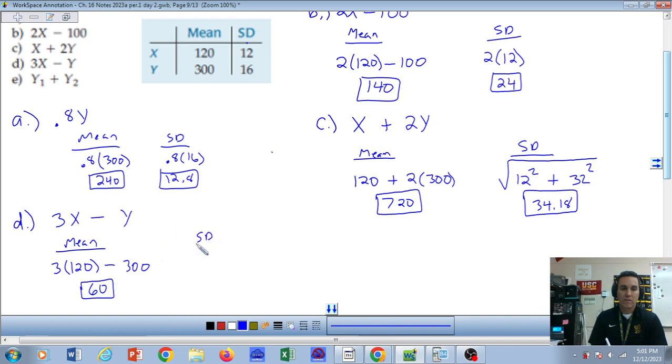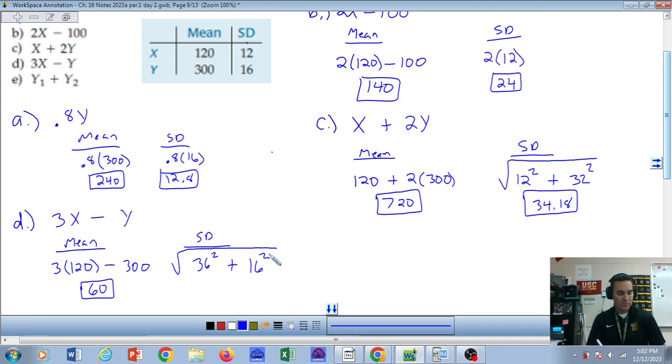And then your standard deviation, though, is a little bit more complicated. You're going to do 3 times the standard deviation of your x, which is 12. So that's 3 times 12, that's going to be 36. You need to square it, so you've got the variance of the x group. You need to add it to the variance of the y group, which is 16 squared, and then you're going to square root that. Remember, do not subtract. I know they are doing subtraction, but you always add variances.